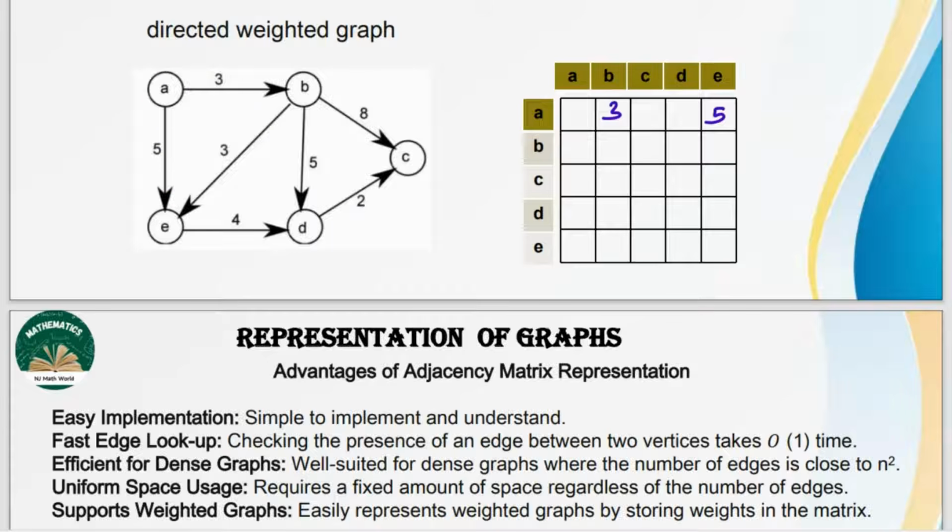Then next one, it is B. From B to E it is 3. Then from B to C it is 8. Then B to D it is 5. Then we don't have more, only 3 lines going out from that point. Then we'll go for the next one, it is C. From C we have no connection.